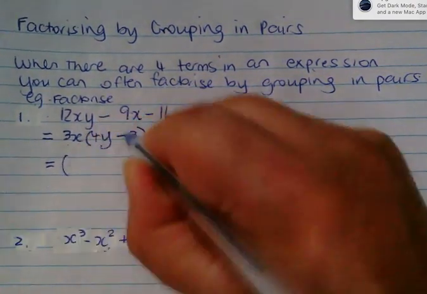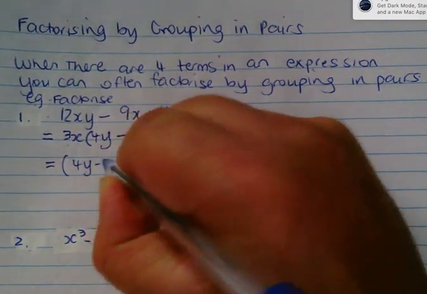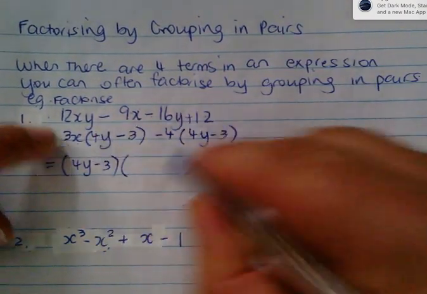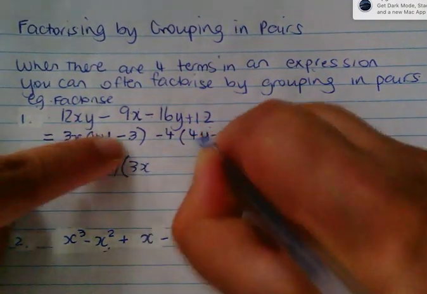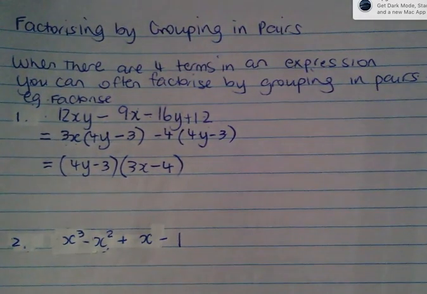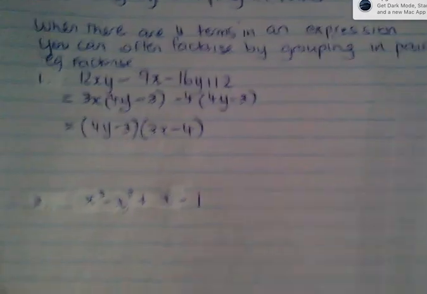Now I can see that the brackets are a common factor. So 4y minus 3 in brackets is a common factor between these 2 terms. And if we take that out, we're left with 3x minus 4. Okay, so that's an example of grouping in pairs.